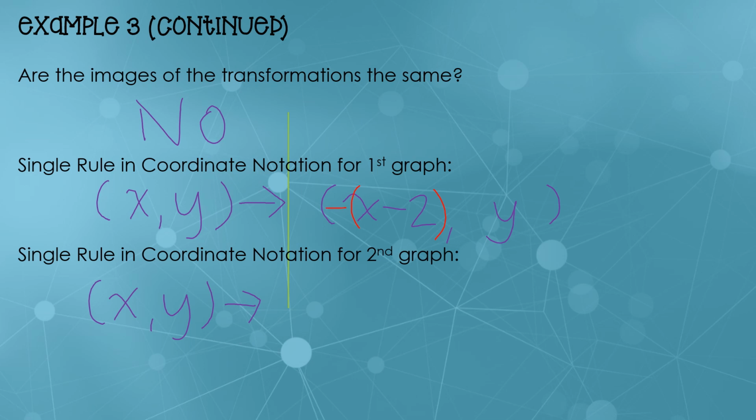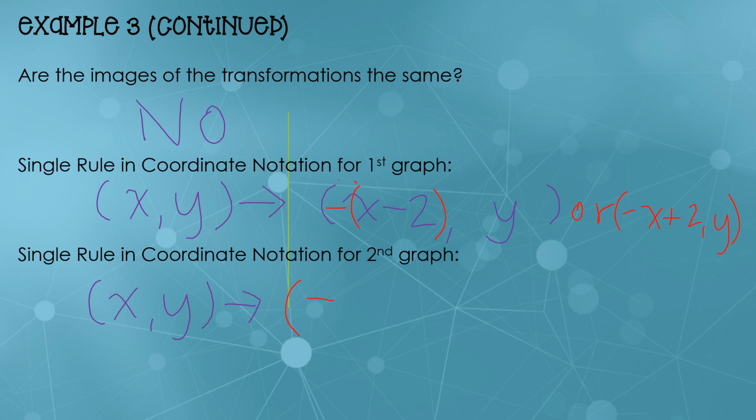That needs to become the opposite, so I need to put it into parentheses. I am totally fine with you leaving it like this. You could distribute the negative to the x and the -2 and write it as -x plus 2 comma y if you want. The y stays y because if you look at the y coordinates, they stayed completely the same. They never changed.